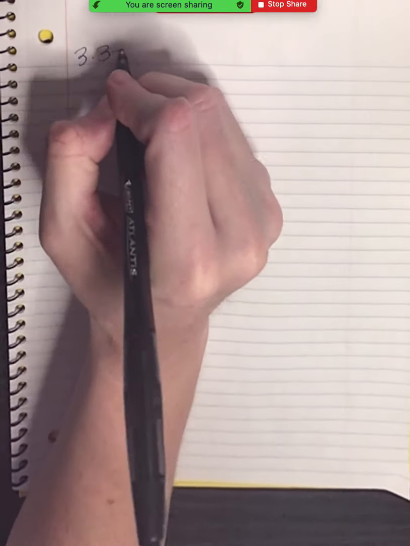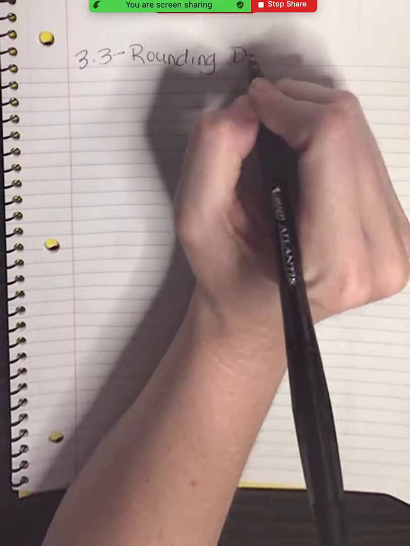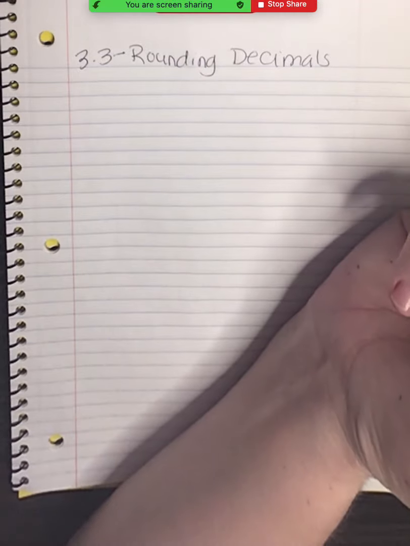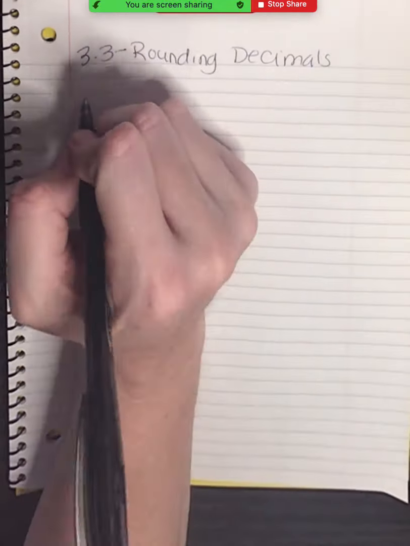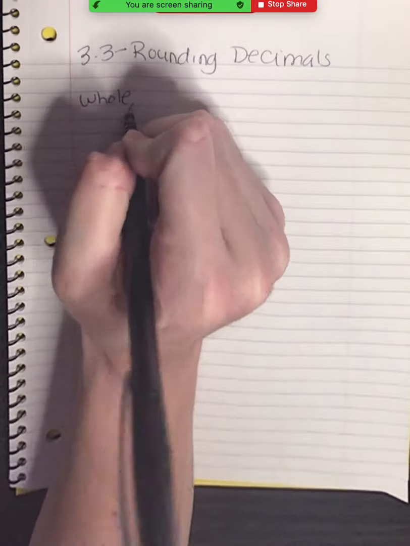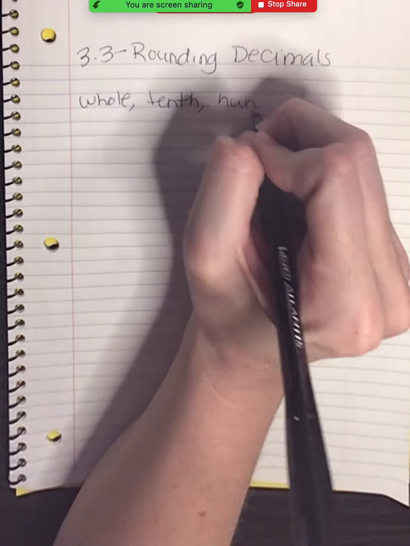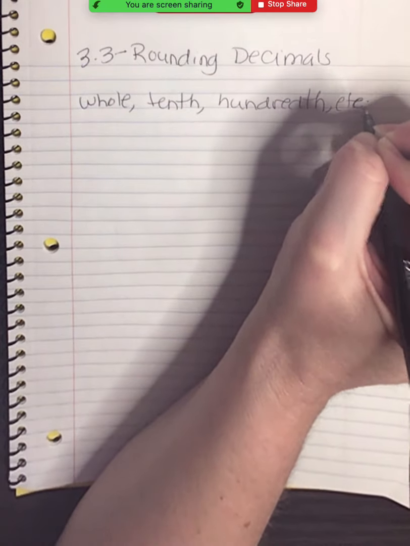Okay, pre-algebra lesson 3.3, we are rounding decimals. Rounding a decimal is very much like rounding any other number. The difference with a decimal, and you do the same thing with a whole number, is what place you're rounding to. So I could round to the nearest whole number. I could round to the nearest tenth. I could round to the nearest hundredth. Okay, but the steps are still the same.